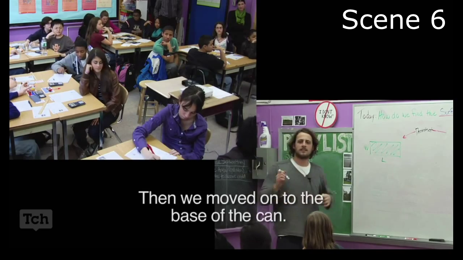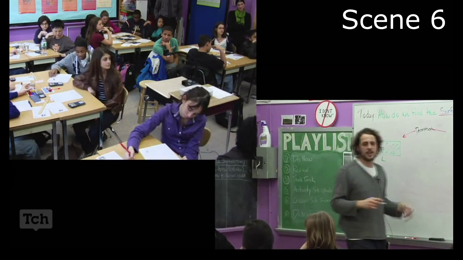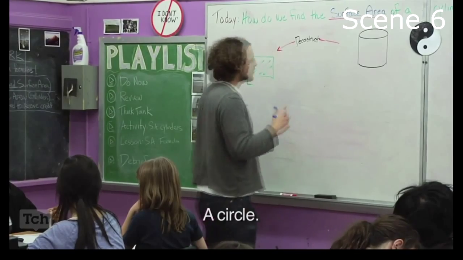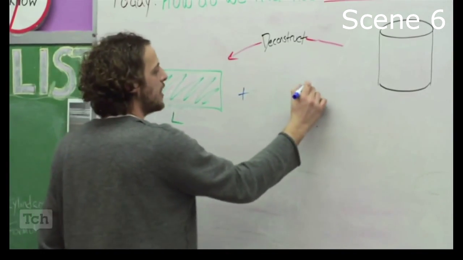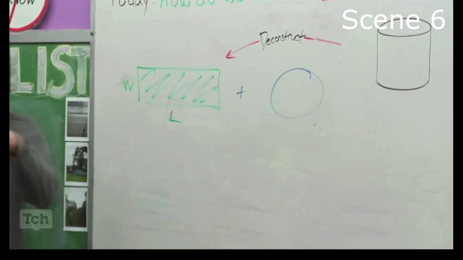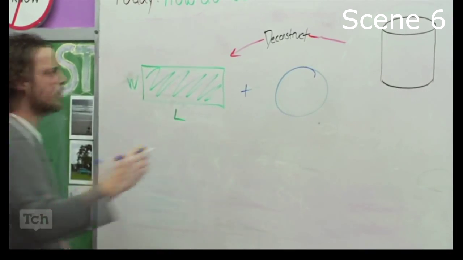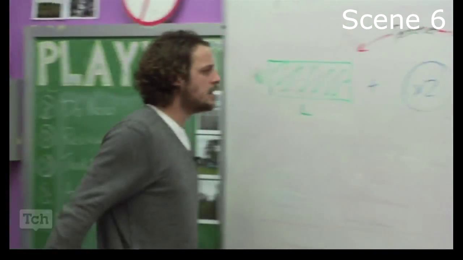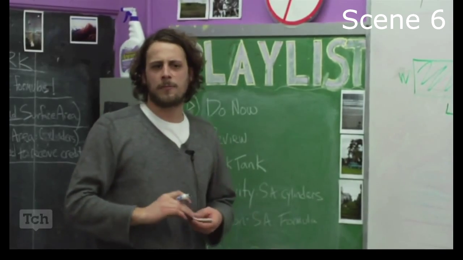And then we moved on to the base of the can. Which was what type of shape? A circle. So if we're calculating surface area, we have to add in those circles. And how many were there, Trayvon? Two. There were two. So I'm going to put a times 2 here. Stop right there.